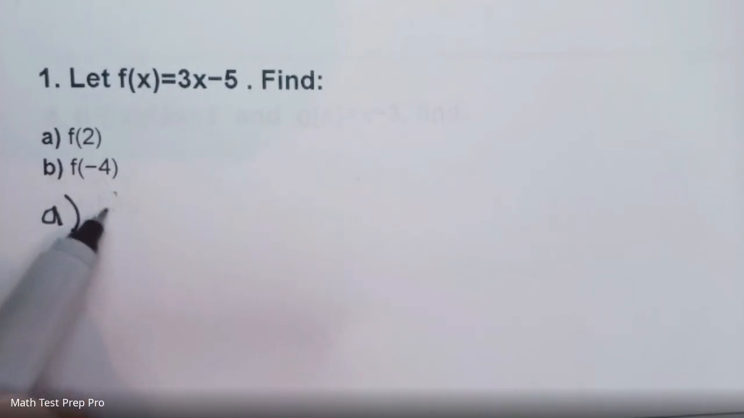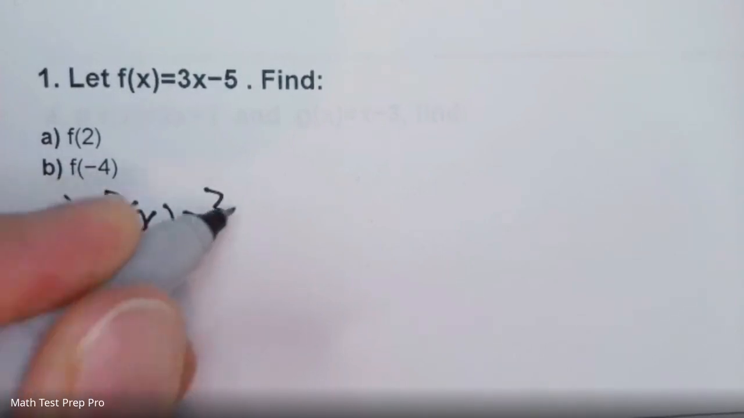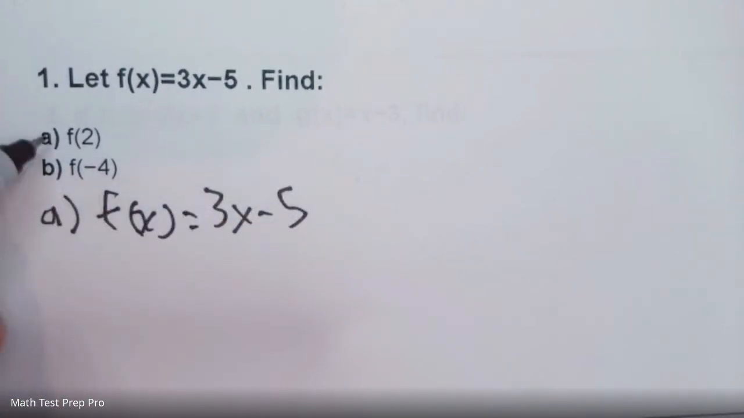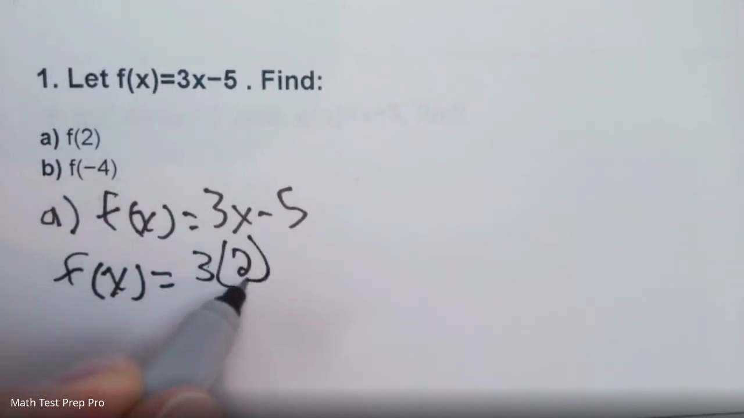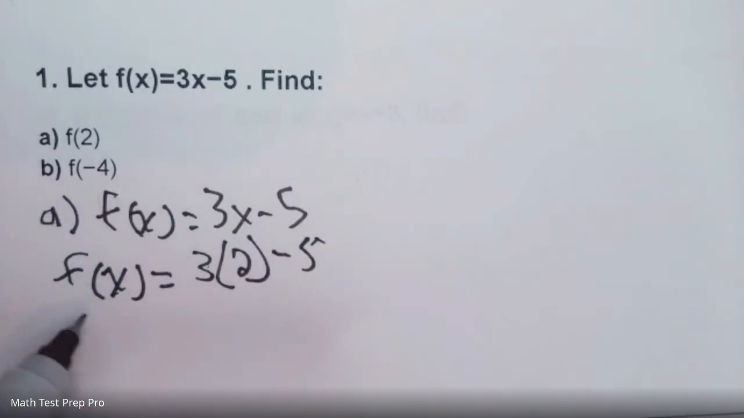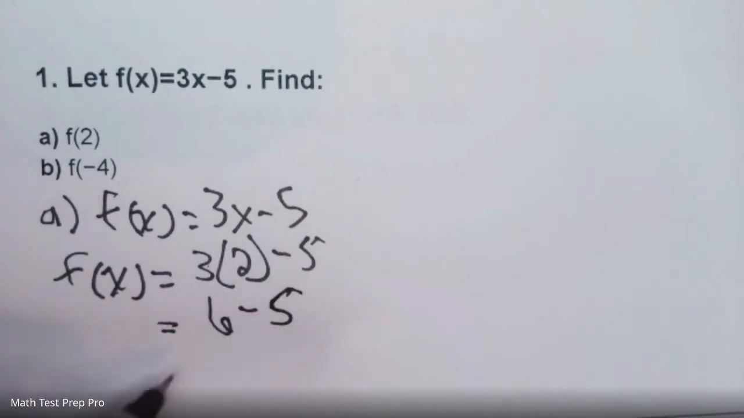So we have f of x equals 3x minus 5. So for A, we're going to plug in 2. So f of x equals 3 times 2 minus 5. And we're going to solve. So 3 times 2 is 6 minus 5 equals 1. So f of 2 equals 1. All right, so let's look at the next one.